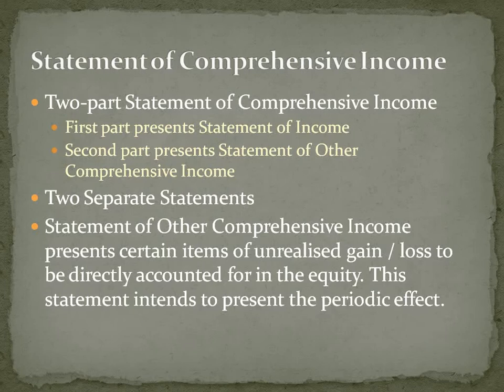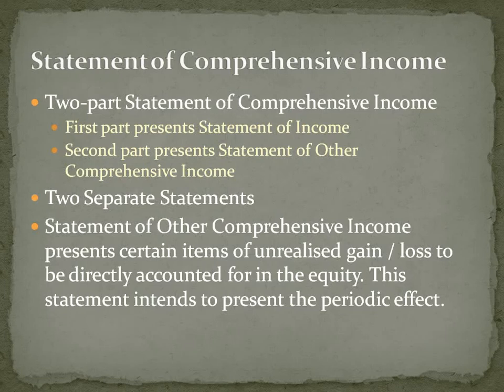Statement of comprehensive income. There are two parts in the statement of comprehensive income. The first part presents the statement of income. The second part presents the statement of other comprehensive income. Statement of comprehensive income presents certain items of unrealized gain or loss to be directly accounted for in equity, which we'll be discussing in further slides.